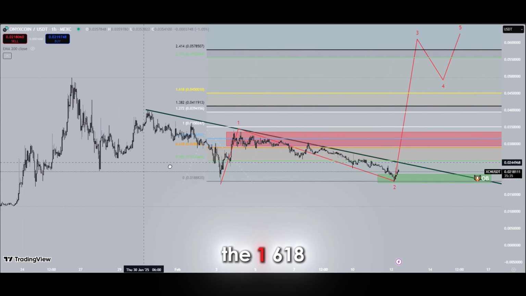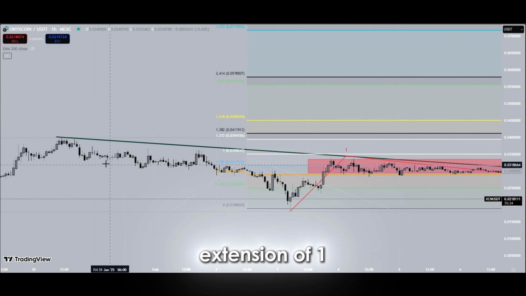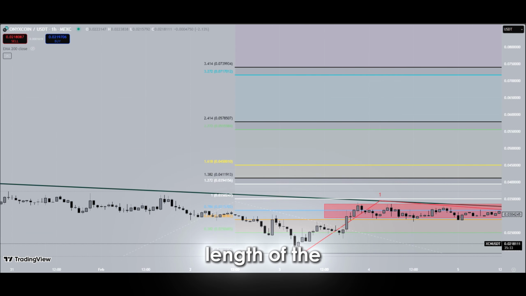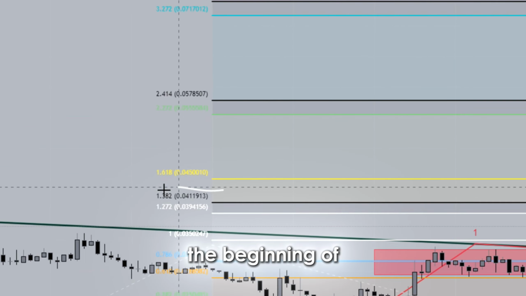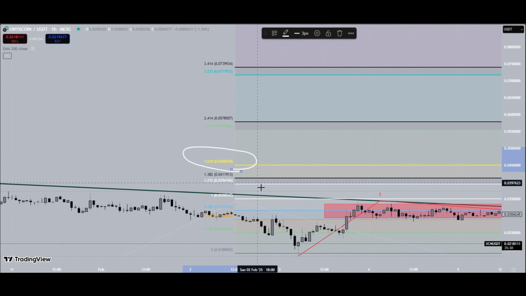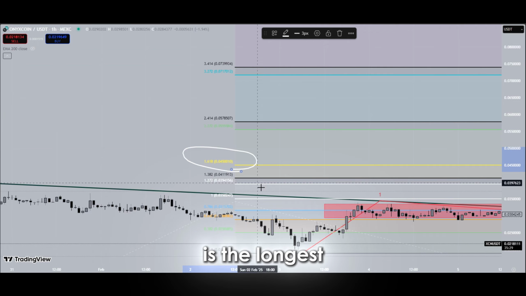The 1.618 level is projected to be an extension of 1.618 times the length of the first wave, and usually marks the beginning of a strong uptrend. The third wave is the longest and most abrupt.